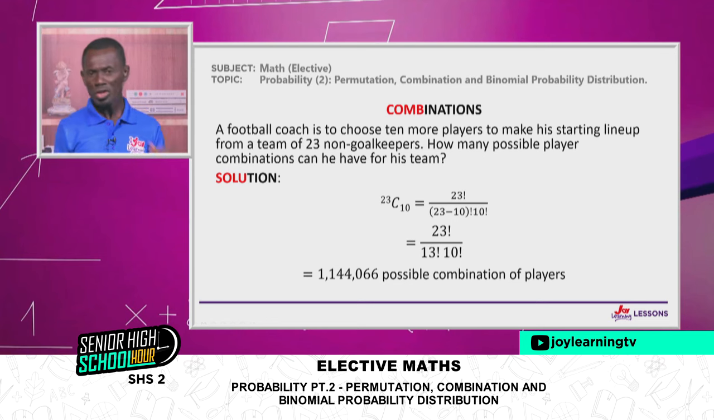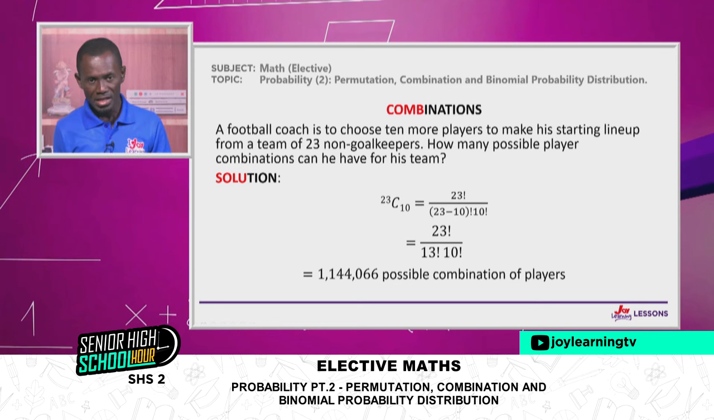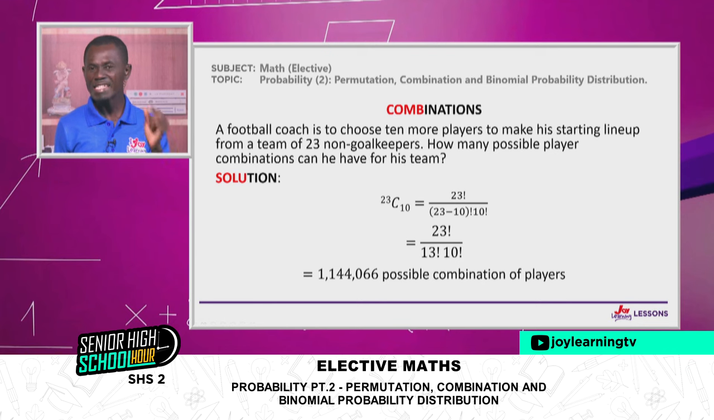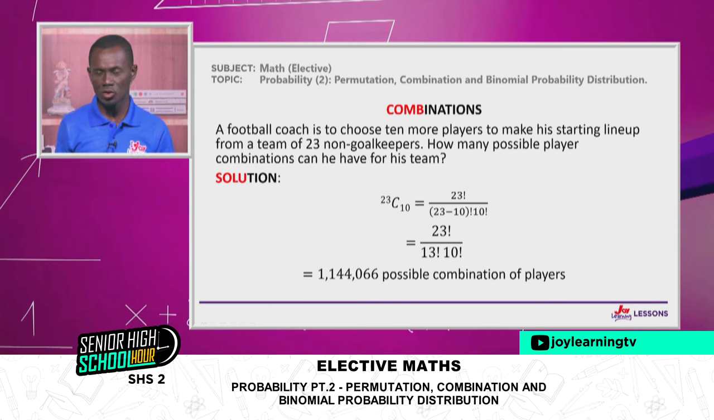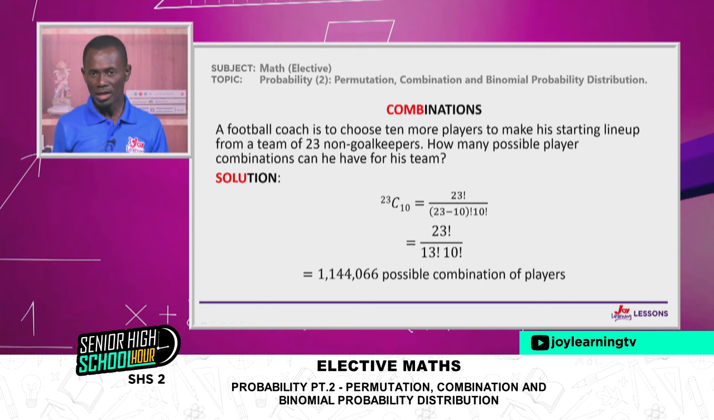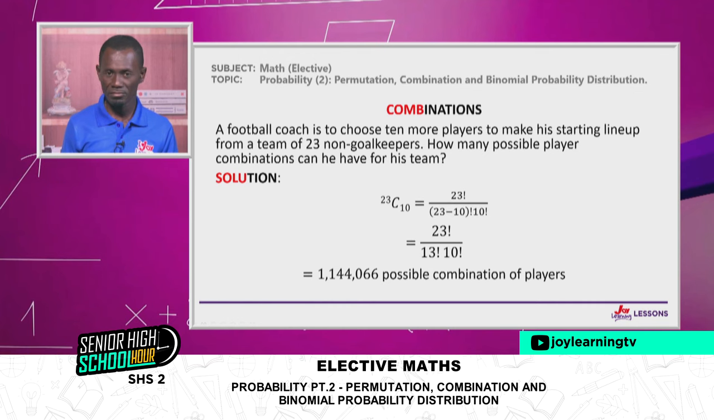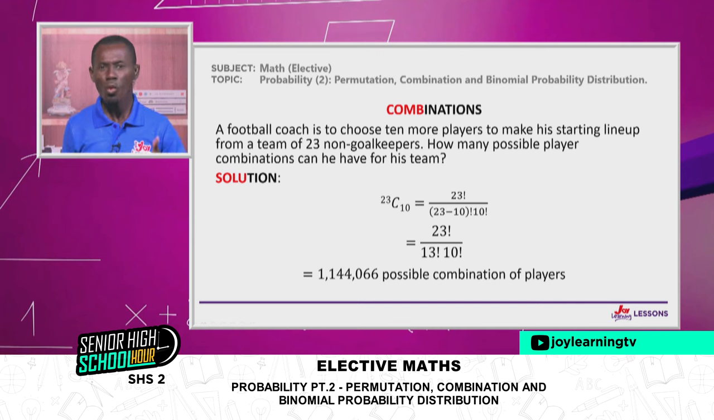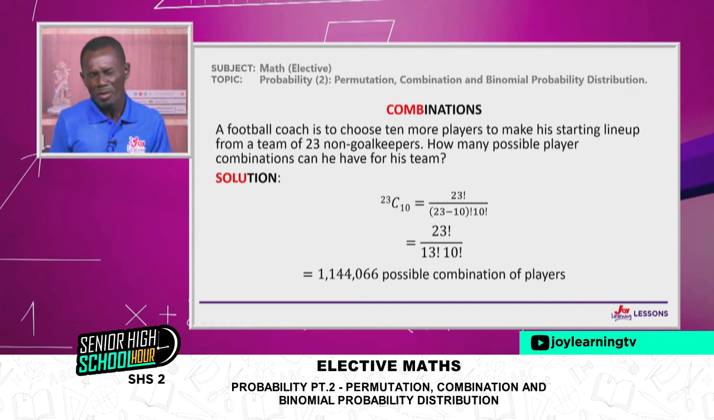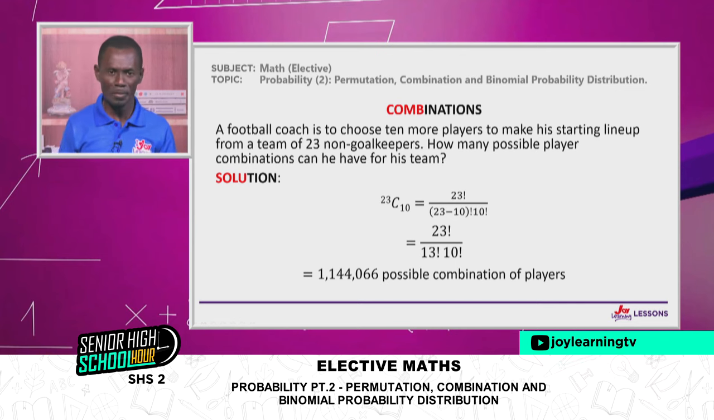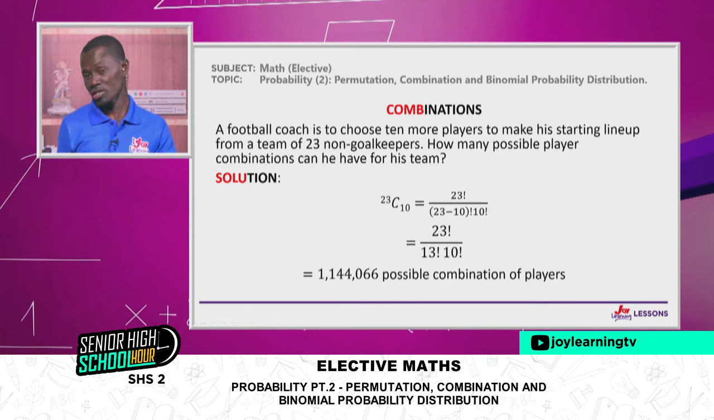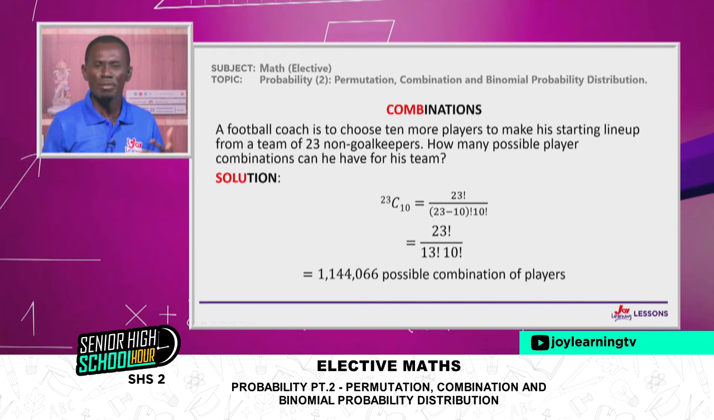Now, what that means is this. If he chose only one of such combinations, he has to now justify that to the 1,144,065 other combinations. And that is the challenge of any coach or anybody making selections, because you only have one of such opportunities, whereas there are many more possible combinations. And everybody could justify their reasons for including or excluding somebody. So that is the player combination.